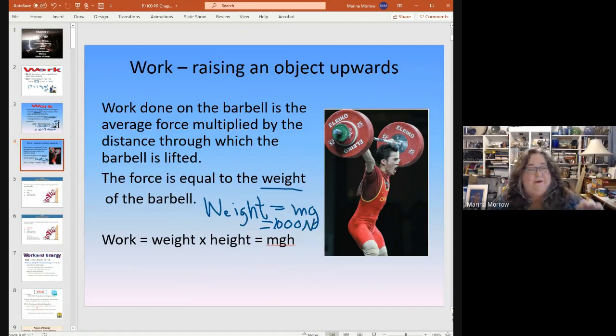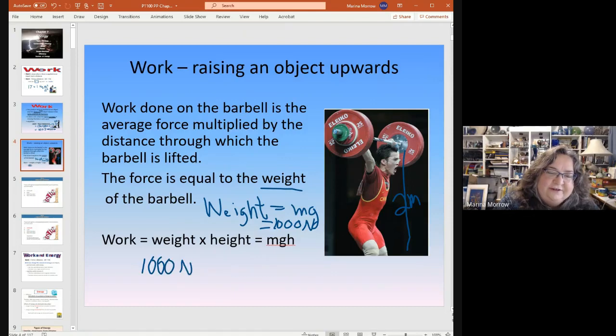Okay, so be careful. If a formula is asking for the weight, then you must make sure it's mg, not just m. And so the work that he does, he lifted that up. Maybe he lifted it from the ground. So that's probably about 2 meters. And so the weight would be 1,000 newtons times 2 meters. And so that's going to be 2,000 joules.